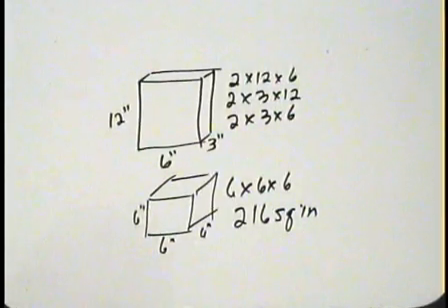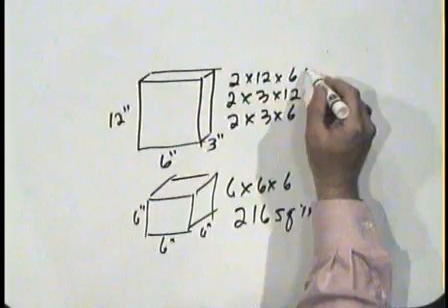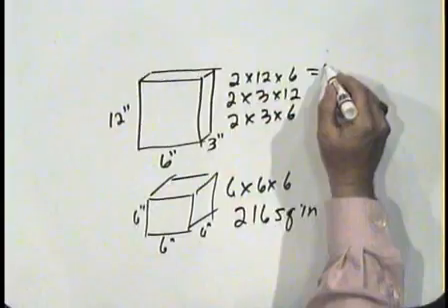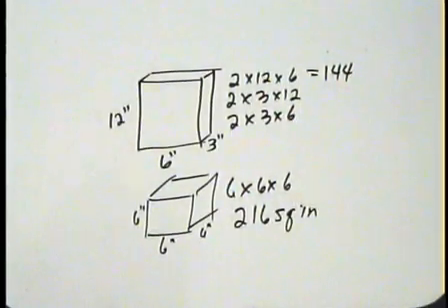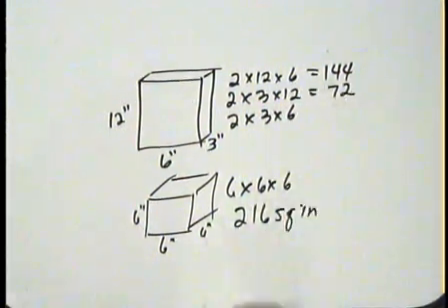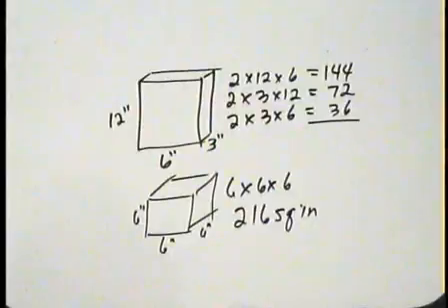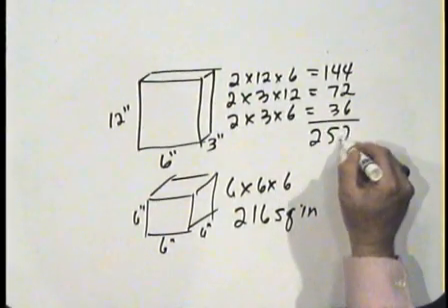I'd like you to stop the tape and compute the total surface area for the rectangular box. Do that multiplication and addition now, please. Two times 12 times 6, well, that's the same as 12 times 12. That's 144 square inches. 2 times 3 times 12 is 6 times 12. That's 72 square inches. 2 times 3 times 6 is the same as 6 times 6. That's 36 square inches. And we add that up, we get 252 square inches.